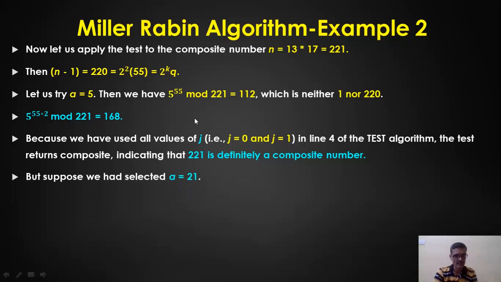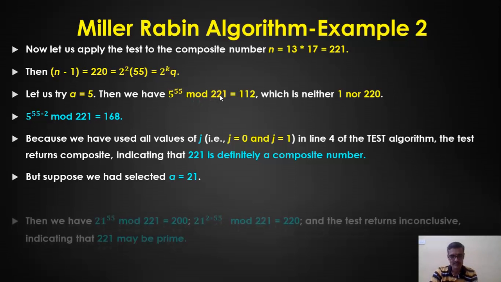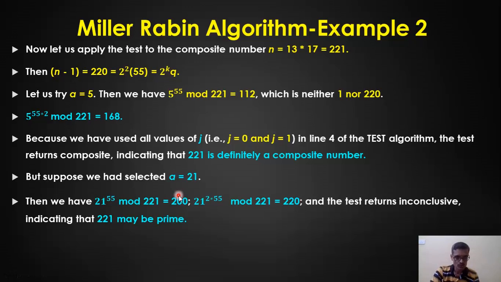Now just look at this. I have selected value a equal to 21. So I have to calculate 21 to the power 55 mod 221. What is the answer? The answer is 200. Okay, the answer is 200. Now I'll go with the second case. 21 to the power 2 into 55 mod 221. I'm getting 220. See this. It is n minus 1, right? So my test returns inconclusive in this case, saying that 221 may be a prime number.